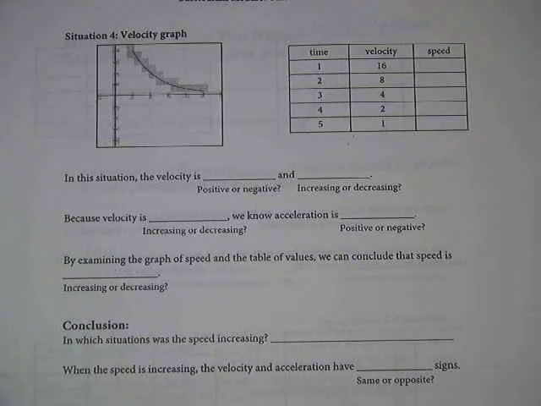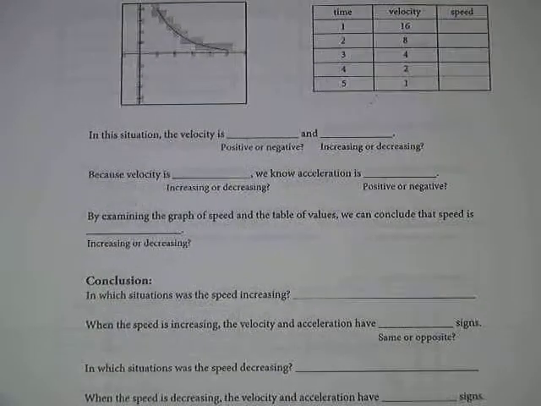So in the final situation, the velocity graph here, we know the velocity is positive and decreasing. Because the velocity is decreasing, we know the acceleration is negative. And by examining the graph, we can conclude that the speed is decreasing. It's going 16, 8, 4, so on. So the speed would be decreasing in that situation. So here's the conclusion then. It says, in which situations was the speed increasing? Speed was increasing in situations numbers 1 and 2.